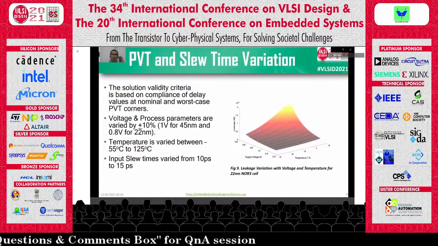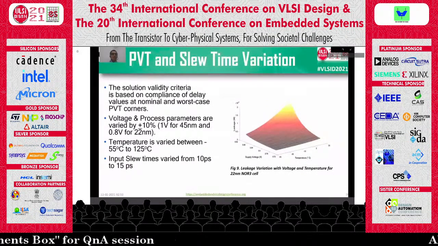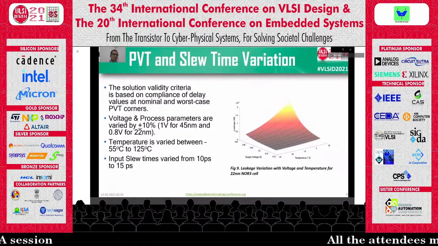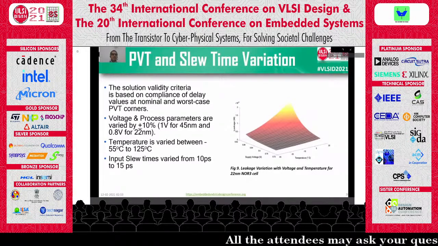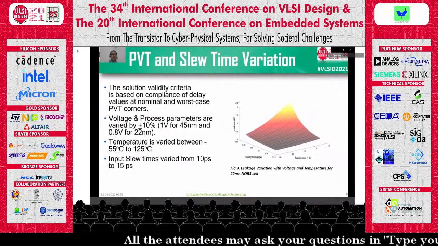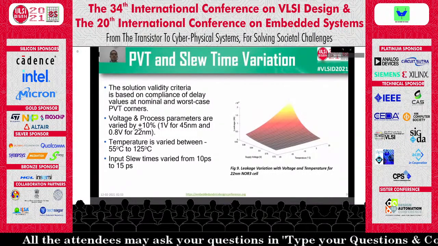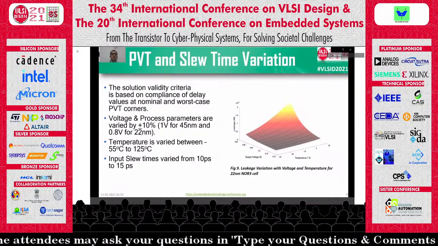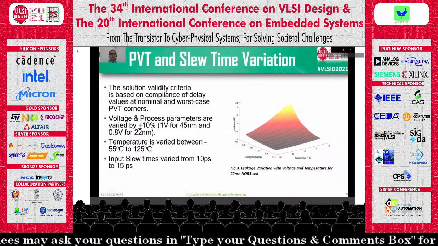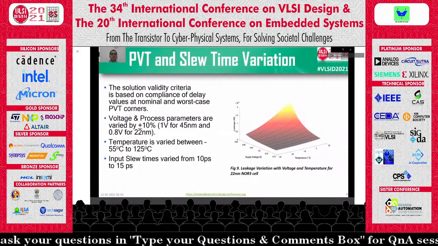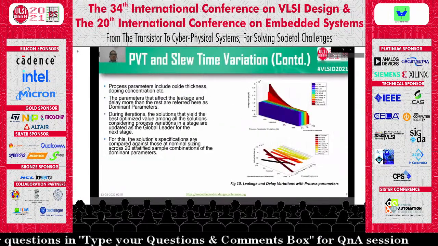So we have considered PVT variations such that we have considered plus minus 10% variation in the supply voltage and certain process parameters. Also, we have considered a wide range of temperature variations and input slew time variations from 10 picoseconds to 15 picoseconds, so that the solutions that come out are robust and tend to restrict the performance deviation within a certain limit.